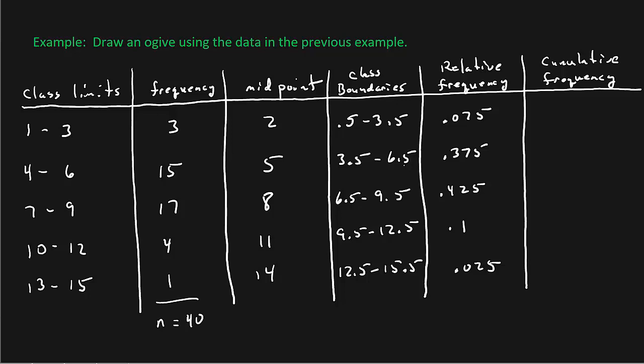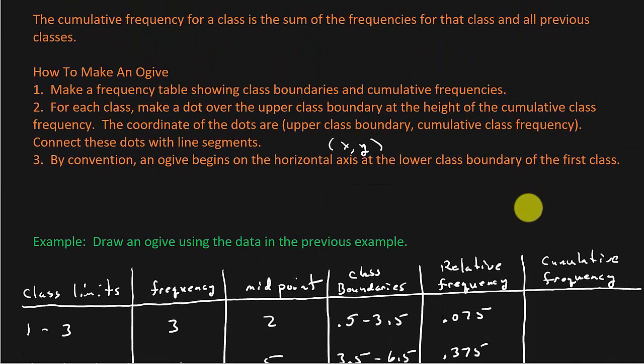How about that? All right, so the first thing we need to do is calculate our cumulative frequencies. So what does it say to do? The cumulative frequency for a class is the sum of the frequencies for that class in all previous classes.